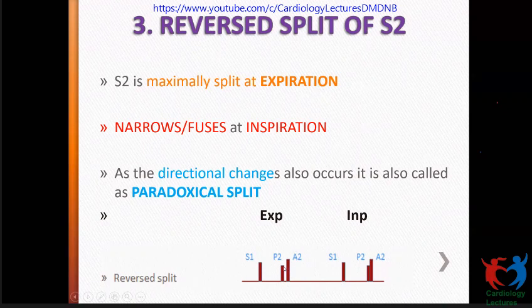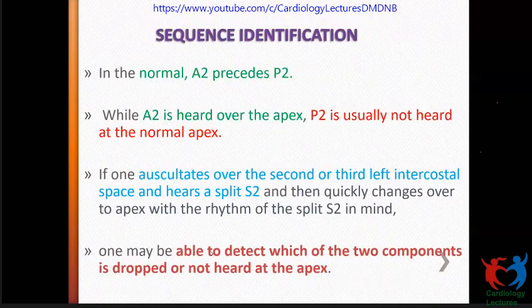What happens in paradoxical? A2 now is later, P2 is earlier, so there is a wide split in exhalation, but in inspiration P2 goes to A2 and then it becomes single. That is the reason. Now, this was one question which was asked by someone about sequence identification. I think it's Dr. Salil, no?